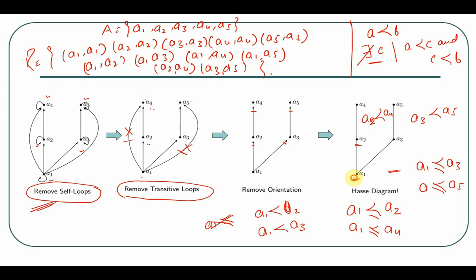I cannot say that A1 is strictly related to A4. Why? Because I have A2 in between. Please note this point. I cannot say that A1 is strictly related to A4 because I have an element A2 which is related to both A1 as well as A4. And also see, A2 is not related to A3. The relation does not exist. A2 and A3 are not related to each other. A1 is related to A2, A2 is related to A4, A1 is related to A4, A1 is related to A3, A1 is related to A5, A3 is related to A5.